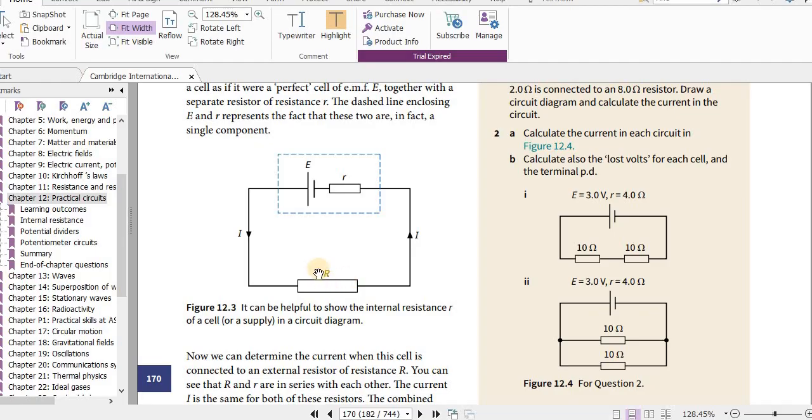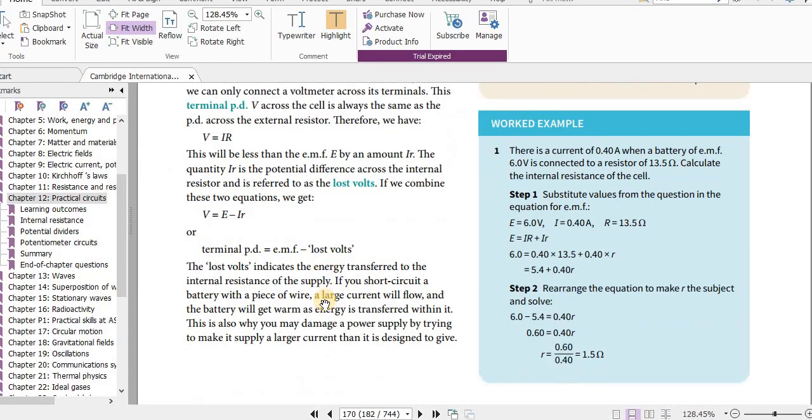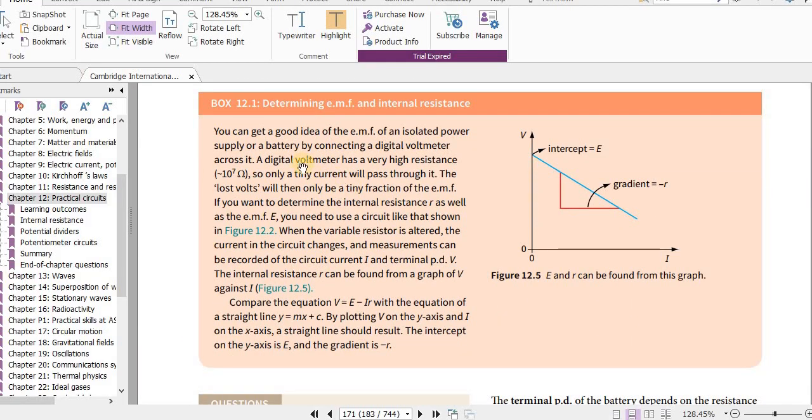Okay, so anyway, this is the lesson, so you will understand all this. Okay, we were discussing this. You can get a good idea of the EMF of an isolated power supply or a battery by connecting a digital voltmeter across it. Isolated means it's only the power supply and the voltmeter. That's why we say isolated. A digital voltmeter has a very high resistance. See, it's about 10 to the power 7 ohms. So only a tiny current will pass through it.